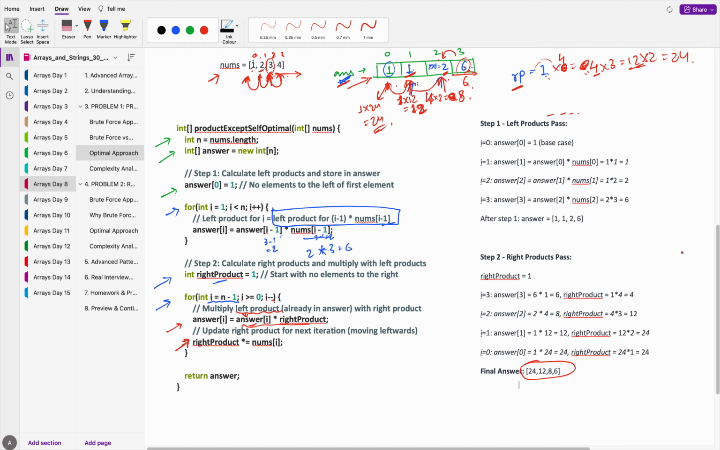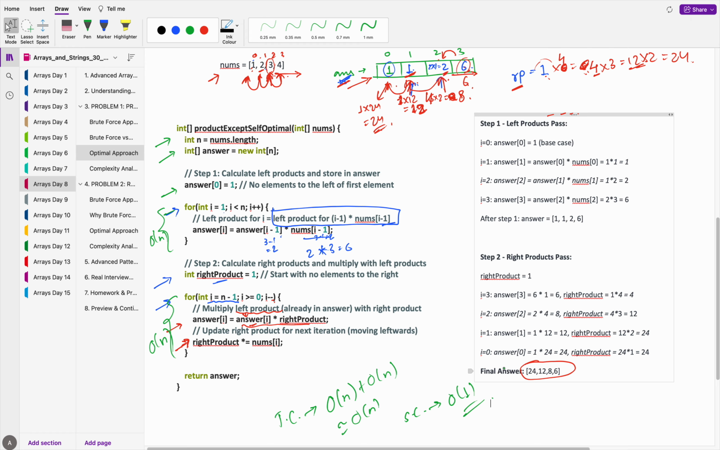Correct? Exactly. Yeah, correct. So I hope this is clear till now. Okay. And let's calculate the time complexity now. Time complexity would be big O of n plus big O of n. Why? Because there are two passes. This one is order n, this one also is order of n. So ultimately, big O of n only. Space complexity: other than this answer array, we are using a few variables, so that would be constant as well.